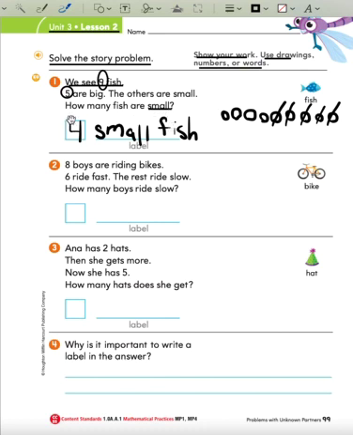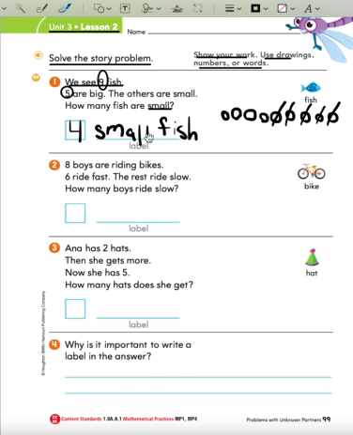So we have to be specific and make sure that we are answering the right question. Because if I wrote that there were 4 big fish here, that would not be the correct answer, right? Because there are 5 big fish. So we need to make sure that we are answering the right question and that we are being specific in our answer. So there is one example of how you can solve these problems.